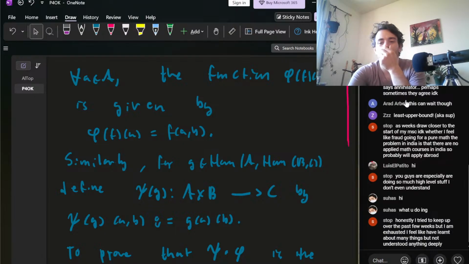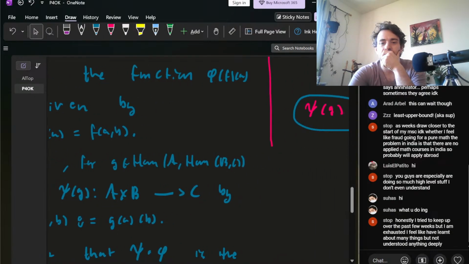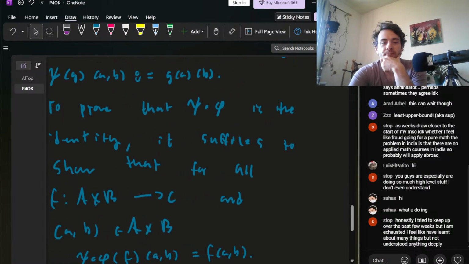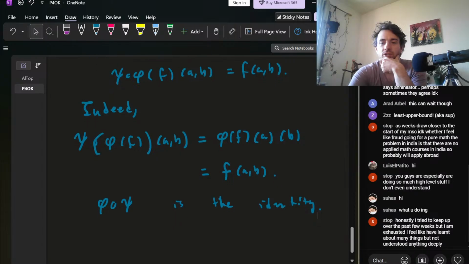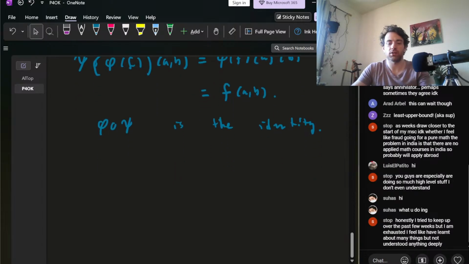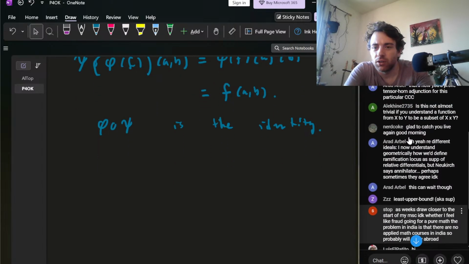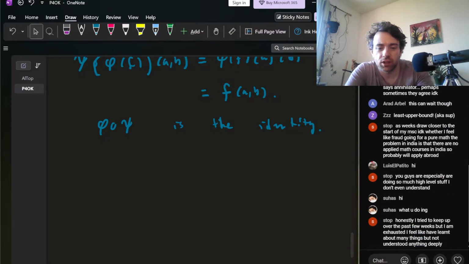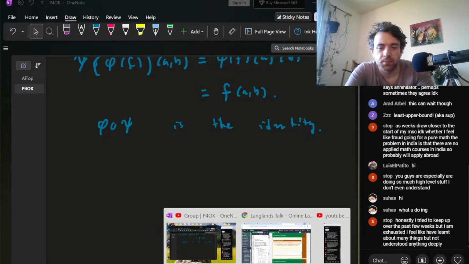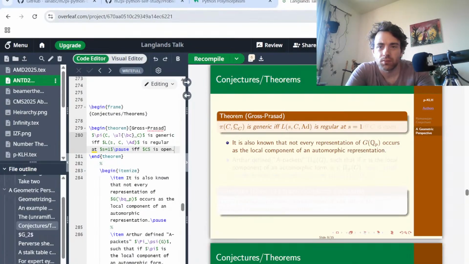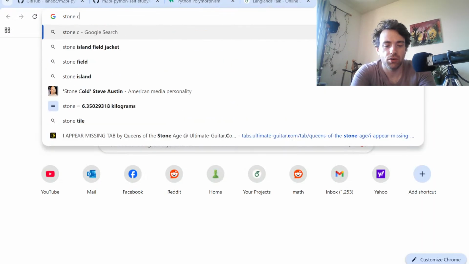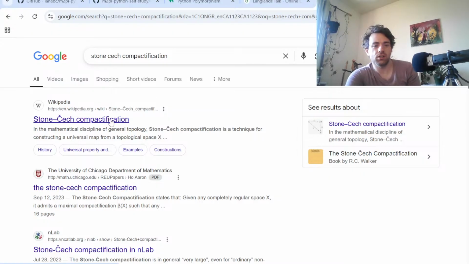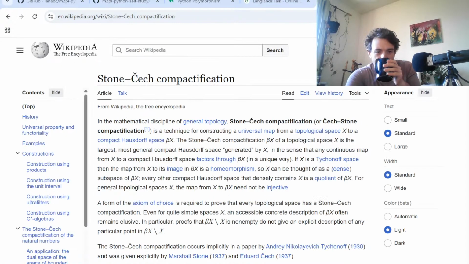Okay, what are we moving on to now? I guess now we move on to the algebraic number theory. No, wait, someone else had a question. Oh, what was the other question? Stone-Čech compactification, right? Stone-Čech compactification. Aha.